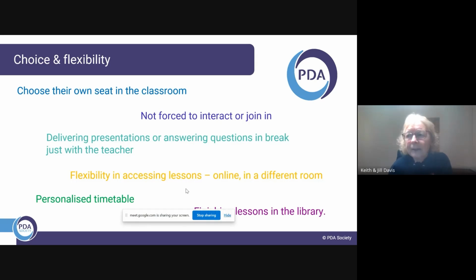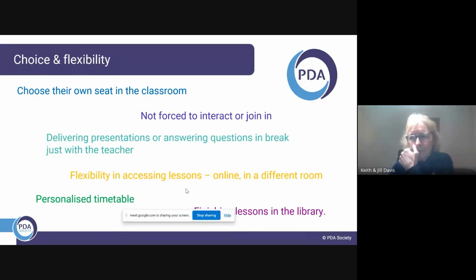That flexibility in accessing lessons. Do they want to do it online or in a different room? And we talk about personalized timetables. So this young boy didn't have to go into lessons he found stressful. He worked on the computers in a different area of the school. He didn't have to go to assembly because it was too much for him. And he was allowed to leave 5 minutes early to get home.